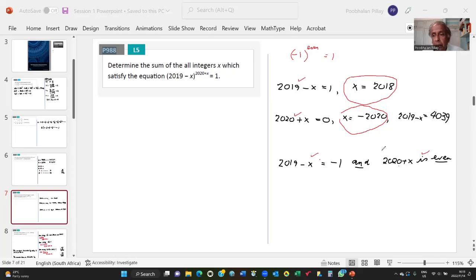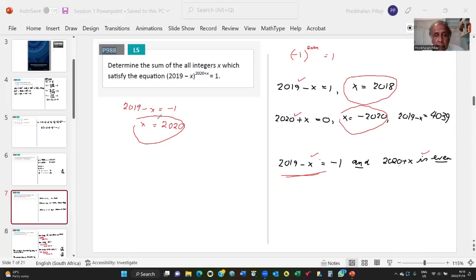Right? So you've got these two solutions. x is equal to this or that, and there is a third value for x. So let's look at this third value. When this base is equal to negative 1, we can solve for x. x is equal to 2019 plus 1. So this is your third value.